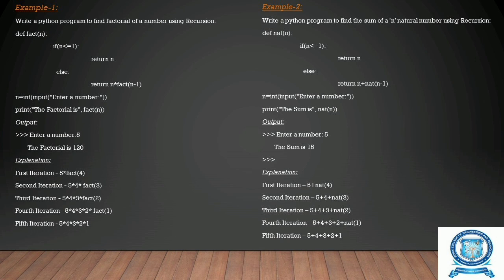Similarly, when we calculate the sum of n natural numbers using recursion, here also we have NAT, that is natural of n. This function will be called again and again, since we are going to add all the cumulative values. So see the explanation here. First iteration, 5 plus natural of 4, that is we are accumulating the addition of all these numbers. Then 5 plus 4 plus natural of 3. Again it is calculating the accumulation of the other numbers. So this comes under recursion.